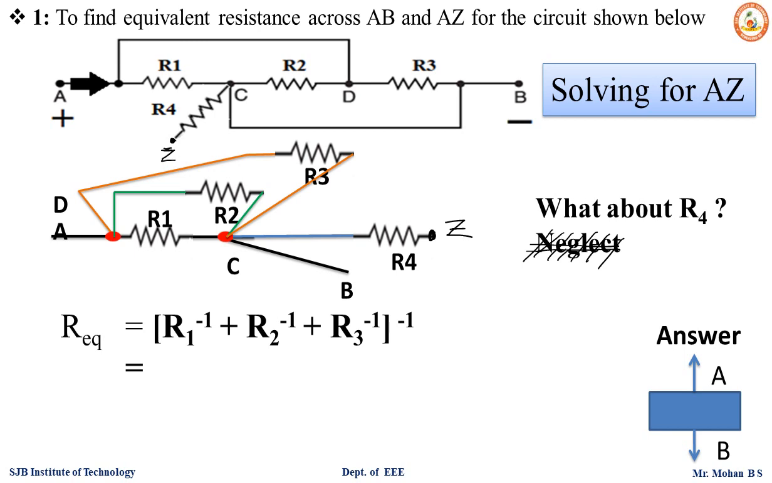But how? Until the last step, across A and B, R1, R2, R3 are parallel. Are they still the same? Yes, they are still parallel between A and Z also. And after that we have to add R4. So these three branches together in parallel give one value, and then the entire value is in series with R4. Whatever the values, substitute respectively for R1, R2, R3 and R4, and then you can find your answers. So that is the problem to find R equivalent across A and B as well as A and Z for the circuit shown.